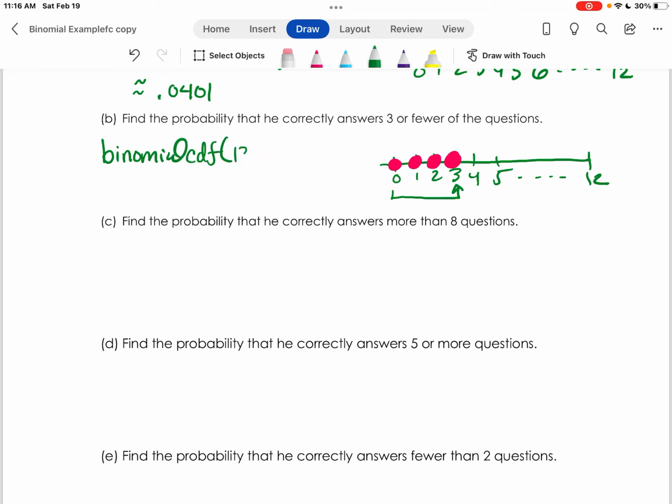So we're going to use binomial CDF. Our trials is 12. Our probability of success is 0.25. And then our value of x for the accumulated x is 3. When we put that in on the calculator, you should get approximately, when we round it to 4 places, 0.6488.